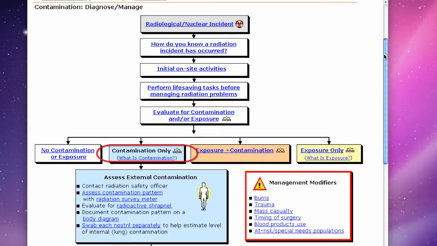Before responders enter the incident site and begin rescuing, their own safety must be addressed, including the wearing of proper personal protective equipment, PPE, and personal dosimeters. Generally, responders should perform conventional mass casualty triage and life-saving tasks before managing clinical radiation problems.